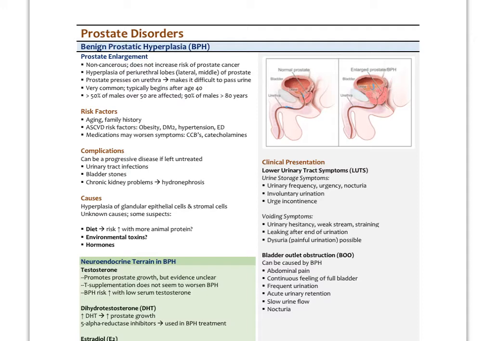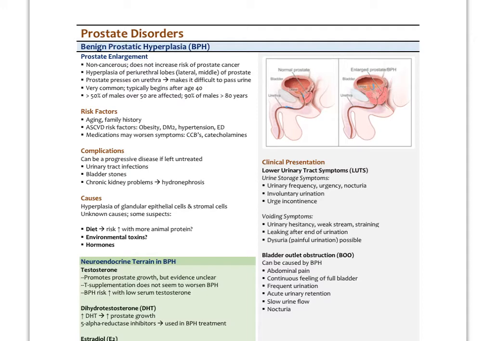Very common, typically begins around the age of 40. 50% of males over 50 are affected, and 90% of males after the age of 80 are affected. So this is something that I have many male patients present to the clinic for, options beyond the conventional pharmacotherapy that's used for this. So I'll discuss what we can offer them.